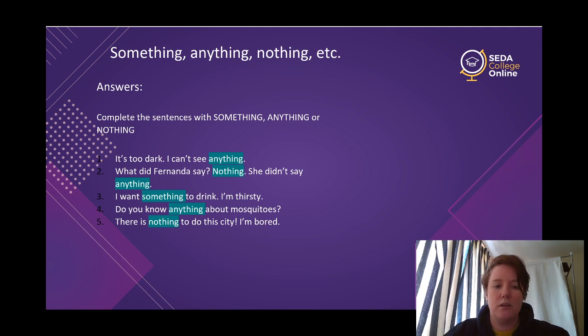Okay, number 5, there is nothing to do in the city. I'm bored. Even though this is a negative sentence, it's affirmative. There is, and then I have to say nothing to do. You cannot say for the last one, if any of you have written there is anything to do in the city, it's incorrect. You have to say there is nothing. We only use anything for negative and questions. Okay, how do we get on? Let me know.